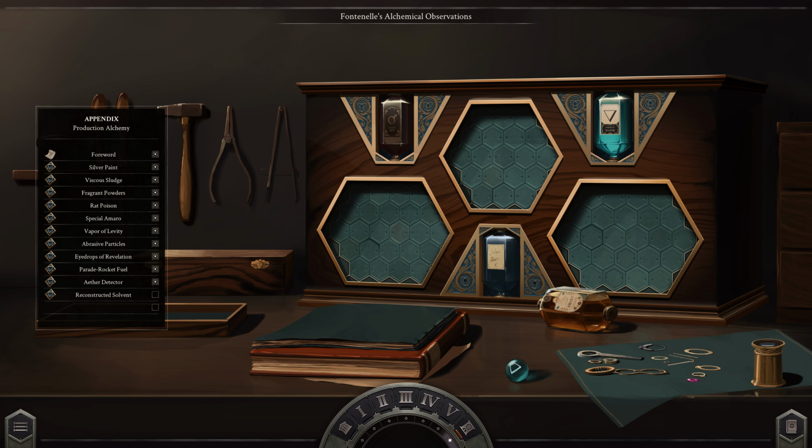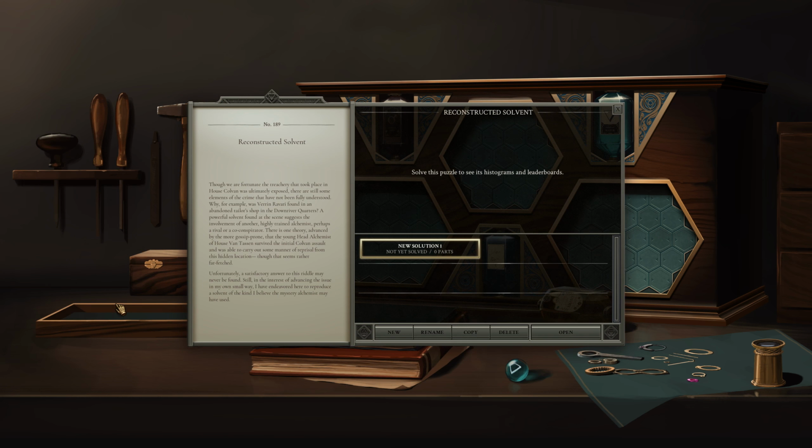Hello and welcome back to Opus Magnum. Today, we are going to create a reconstructed solvent.